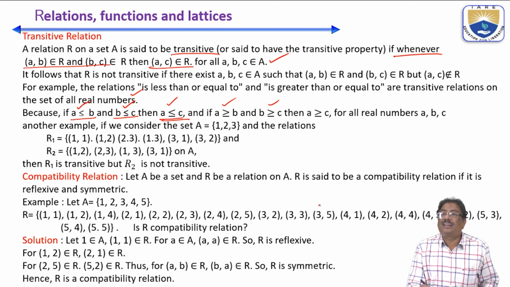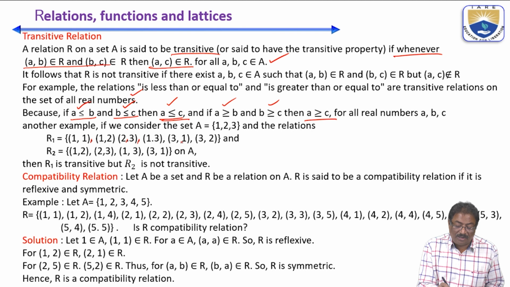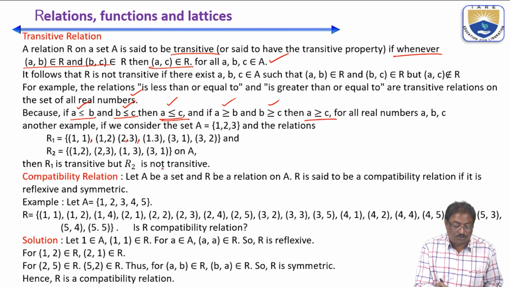So A is greater than or equal to B, B is greater than or equal to C, then we go for A is greater than or equal to C. Suppose the relations are given like this, R1 and R2. See here, 1 to 2 will be there, 2 to 3 will be there, then 1 to 3 is also there. And 3, 1 will be there, 1 to 3 will be there, 3, 2 is also there. So then we can say that it is transitive.